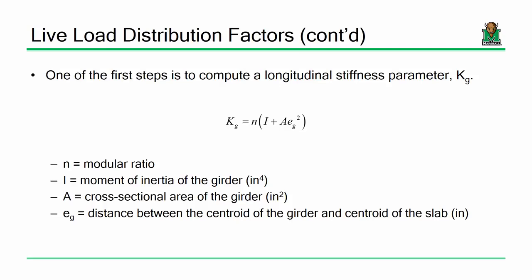So your modular ratio, your moment of inertia of just the bare girder itself, just the non-composite steel section, the cross-sectional area of the girder, and then Eg. And Eg is basically the distance from the centroid of just the steel beam by itself to the centroid of the slab. Okay?